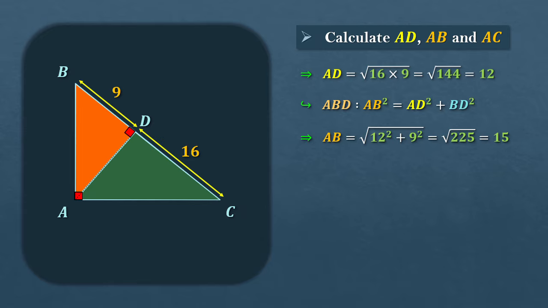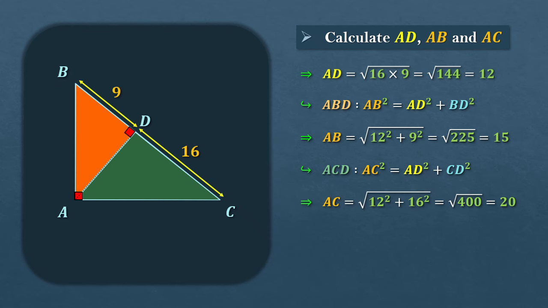Now to compute AC, we apply the Pythagorean theorem to triangle ACD. So the square of the length AC is equal to the square of the length AD plus the square of the length CD. By substitution, we get AC equals the square root of 12 squared plus 16 squared, which equals the square root of 400. So AC is equal to 20 units.